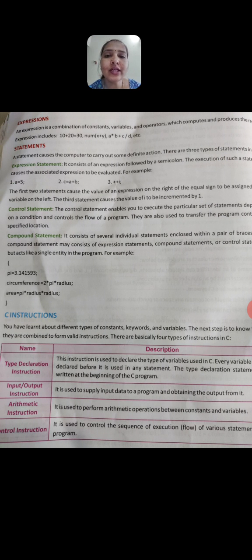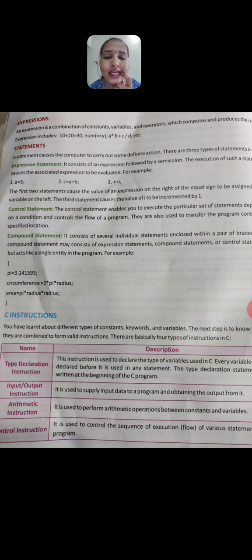Next, we move to expressions. What do you mean by expressions? An expression is a combination of constants, variables and operators. For example, in mathematics you have studied expressions, like 10 plus 20 equal to 30, isn't it? Like x plus y, and a star b, I mean a into b, plus c divided by d. These are all expressions.